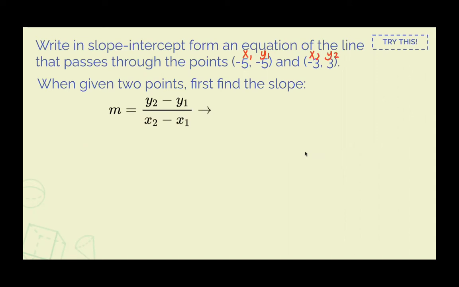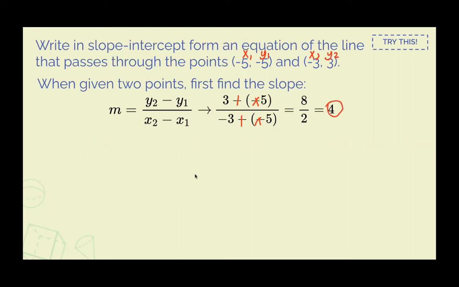Y2 minus y1 will be 3 minus -5, and then x2 minus x1 will be -3 minus -5. So this minus of a negative number will turn into a plus and cancel out the negative. And you're left with 3 plus 5, which would be 8, and then -3 plus 5, which would be 2. 8 over 2 simplifies to 4.